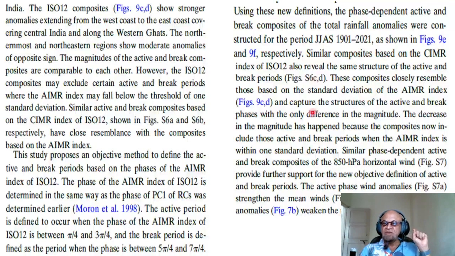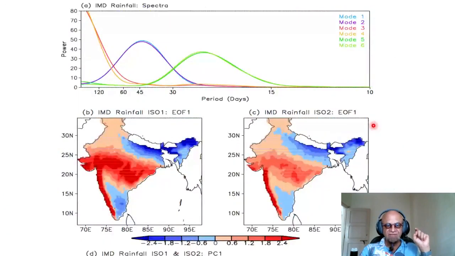Similar composites based on the CIMR index of ISO 12 also revealed the same structure of the active and break periods. These composites closely resemble those based on the standard deviation of the AIMR index and capture the structures of the active and break phases, with the only difference in the magnitude. Okay, so there are some more details. Let's just jump to some figures.